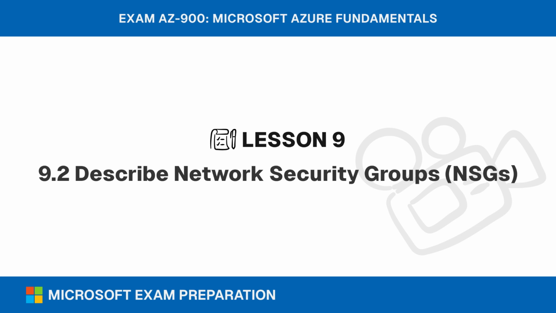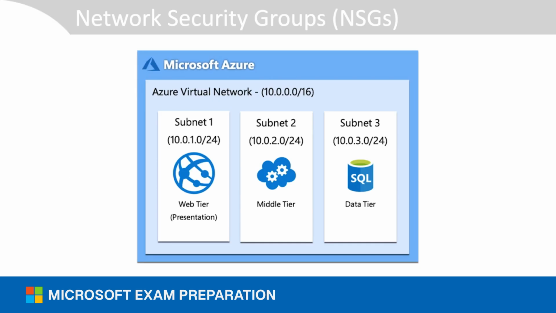You might remember this image from earlier. It represents a 3-tier application using an Azure virtual network that's divided into 3 subnets. Now, in order to make this kind of configuration secure, you need to control how network traffic can flow. For example, you don't want the middle tier or the data tier to be exposed to the internet, and you don't want the web tier to be able to communicate with the data tier. To control the traffic into and out of an Azure virtual network and between the resources in that network, you can use network security groups, or NSGs.